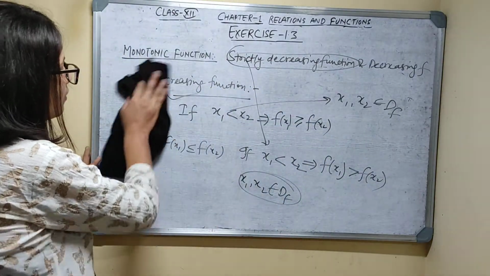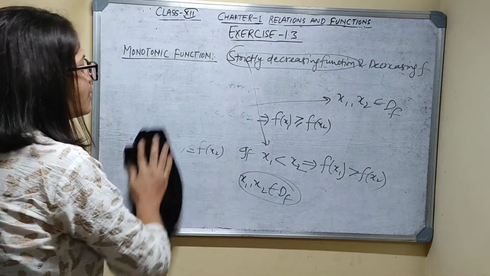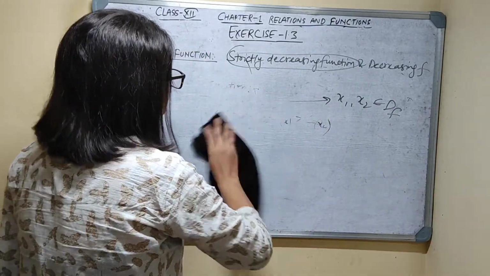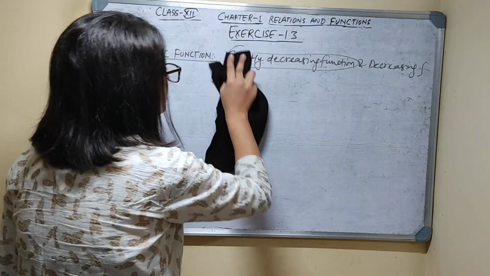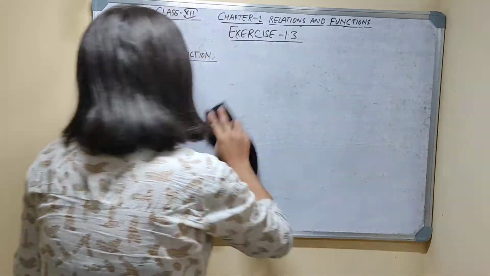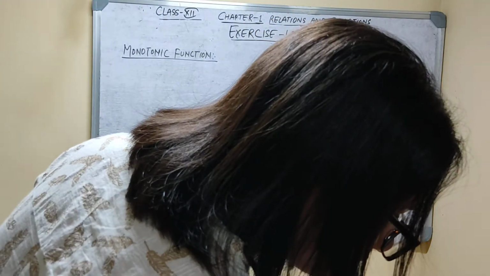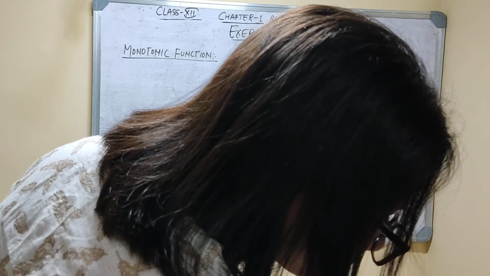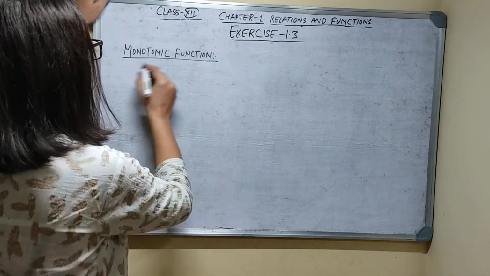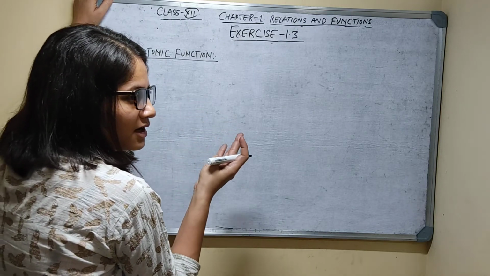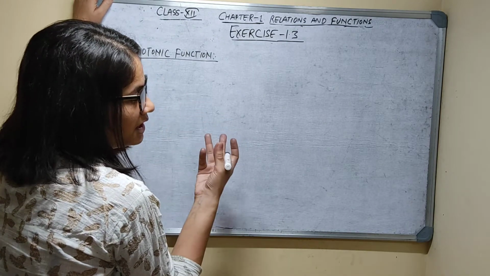This we are learning in monotonic function. Four functions we learned in this monotonic functions. First is what? Increasing function, strictly increasing function, decreasing function, and strictly decreasing function. So now a function which is either increasing or decreasing is called monotonic function. Now what is monotonic function? First we learned four things: strictly increasing, strictly decreasing, decreasing, increasing.